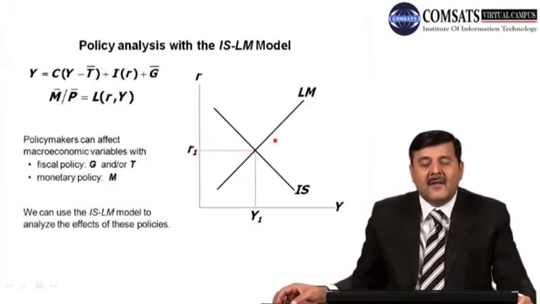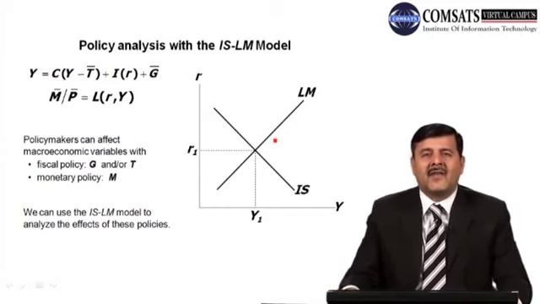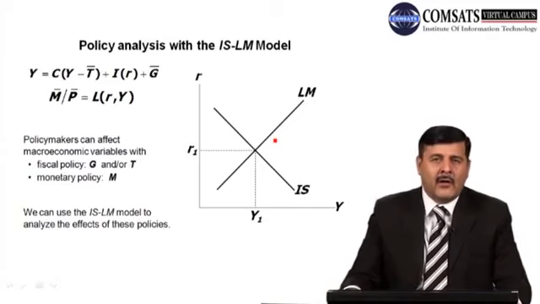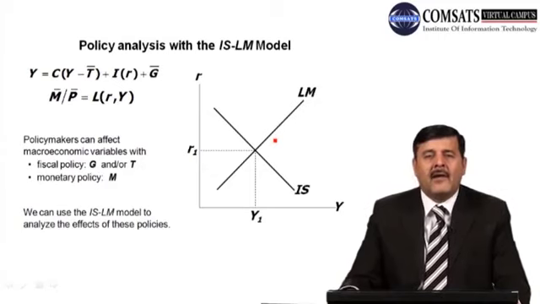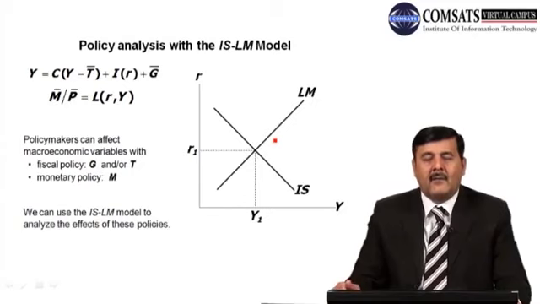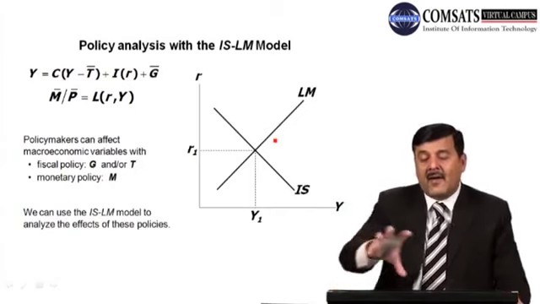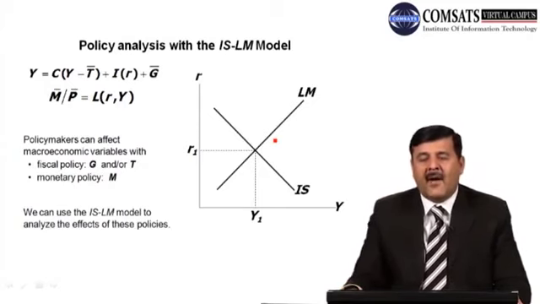Now, policy analysis: how can the policymaker use this IS-LM model to analyze their policies? We have two equations, as we know. One is the equilibrium of the goods market, Y = E, where E is the planned expenditure. Then we have the money market equation, where the demand for real money equals the supply of real balances. And the diagram you see is the IS-LM model.